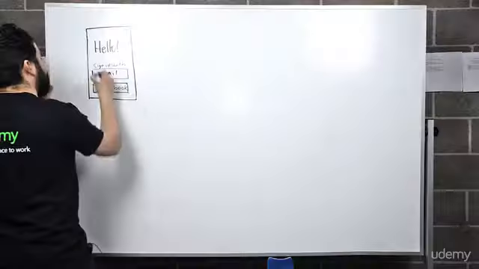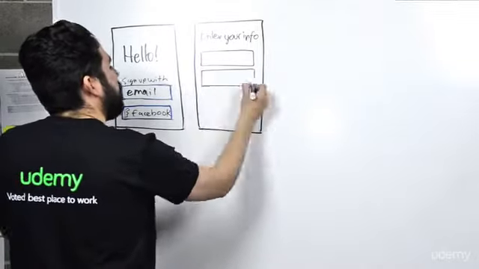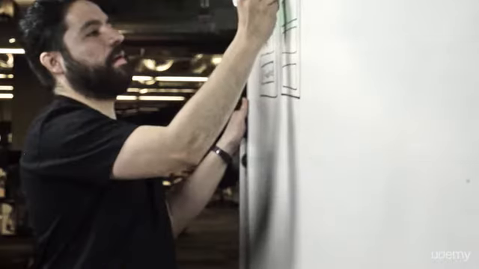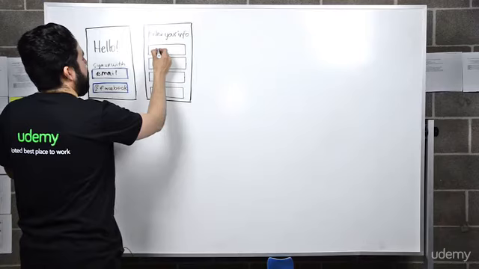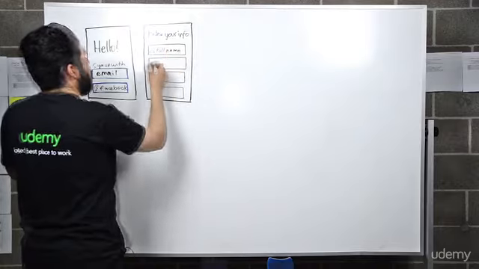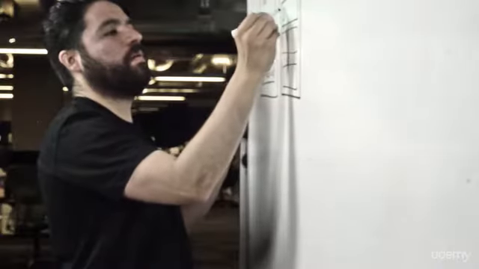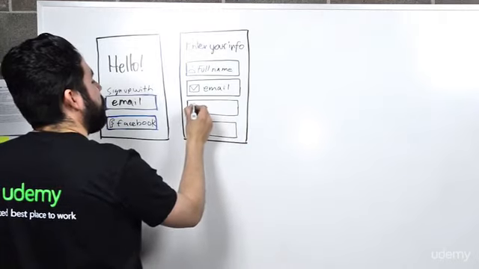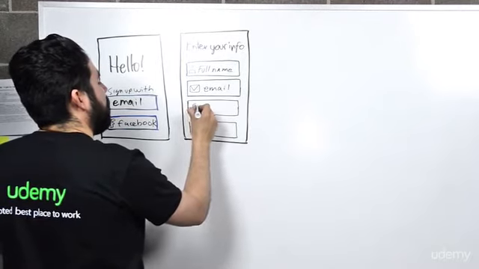So now let's draw the next screen. Next screen is gonna be very simple too. We're gonna have enter your info. Let's do the first one, right? So let's add an icon. So let's put full name. Enter your email, right? So email. And then the next one is going to be the password. So let's add an icon of a key.